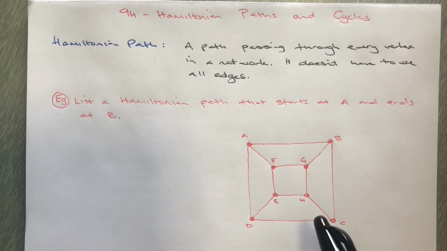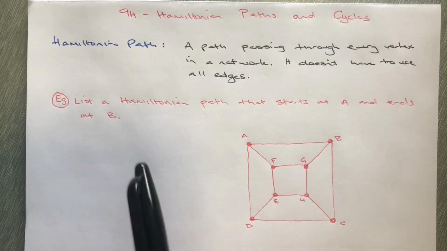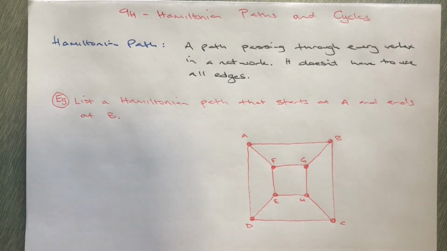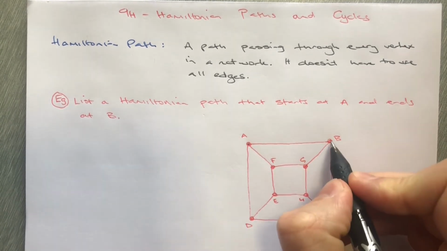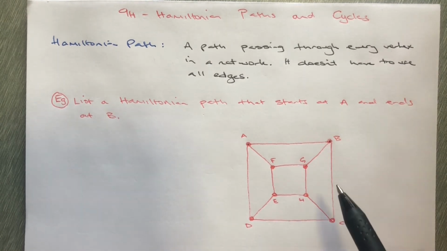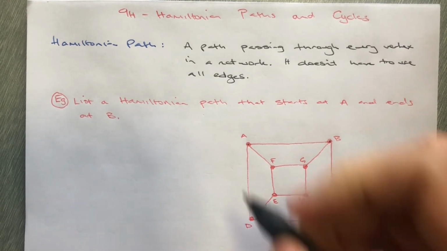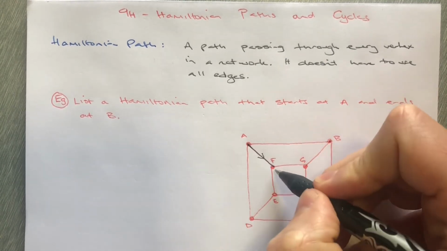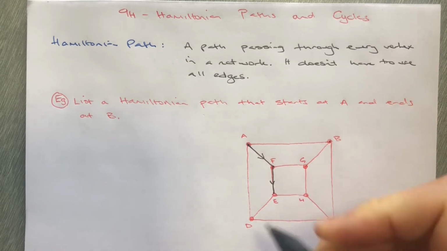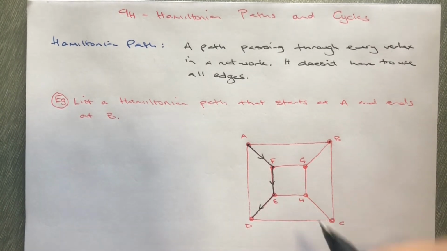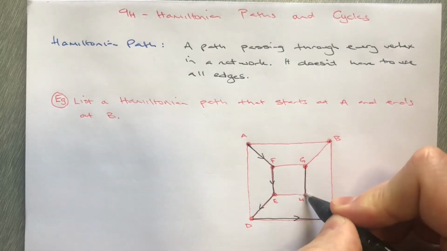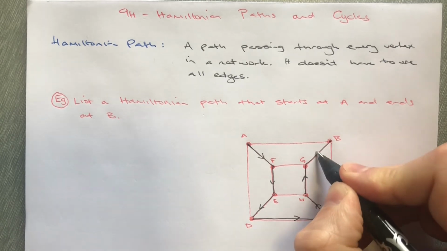Okay, so we've got an example here, and it says, list a Hamiltonian path that starts at A and ends at B. So that means we're going to be starting here and finishing here, but what we need to do is make sure we're touching each of the vertices. So if we start here, all good. We can go over here and make sure we touch F, and go down here, make sure we touch E, and make sure we touch D, make sure we touch C, and then to H, and then to G, and then back up to B.